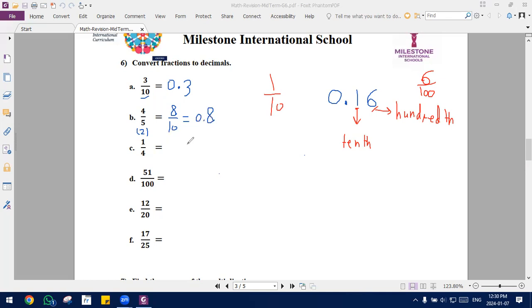Next one, 1 over 4. Can I make it 10? No. But can I make it 100? Yes. It's multiplied by 25. So it will be 25 over 100, which is over 100, two values after the decimal point, 0.25.